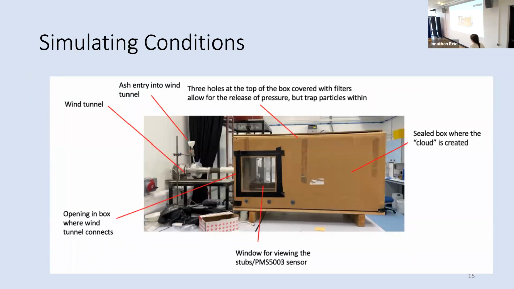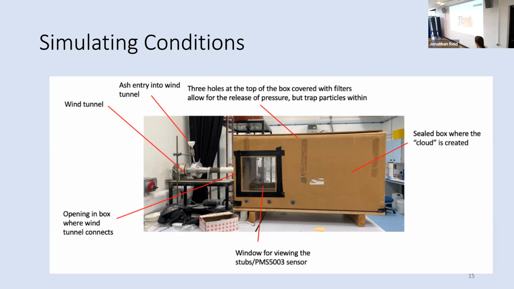So, simulating conditions. This is our ash box Mark 1 design, which is currently in the lab. We've got a mini wind tunnel here. We put the ash particles in here and fire them straight into the box, and you can put in your OPC or your stub to collect those particles. At the moment this is duct taped together, so it's a little bit faffy. There are some holes at the top with filter paper to help release the pressure as well.